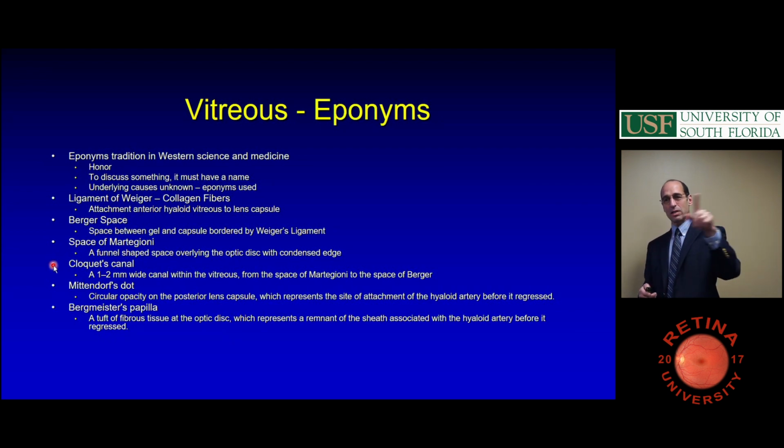Cloquet's canal, you kind of need to know, goes through the middle of the vitreous. Mittendorf dot is a circular opacity in the back of the lens capsule, where the hyaloid artery had attached, but those are never really visually significant. And then a Bergmeister papilla is a little tuft.